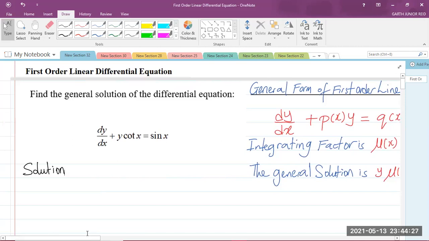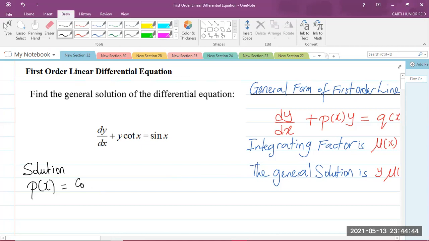So let us now get into the solution. Let us first identify what p of x and q of x are. Comparing with the general form, p of x is going to be cot x, and q of x is what we have on the right-hand side of the differential equation, which is sine x. So in this case, p and q are functions of x.